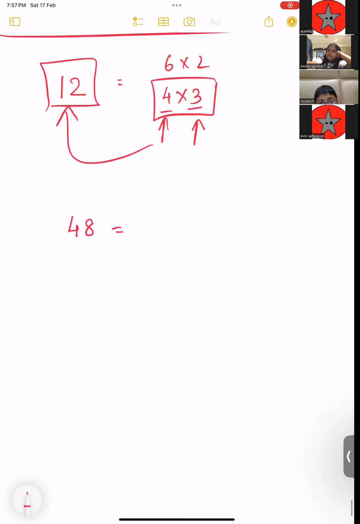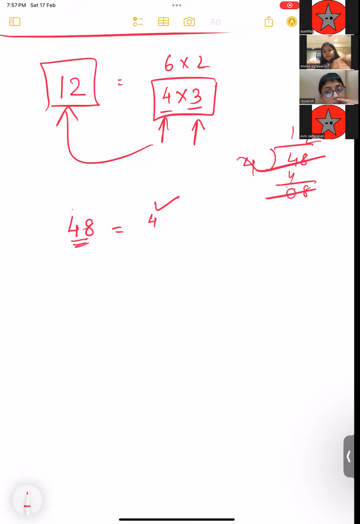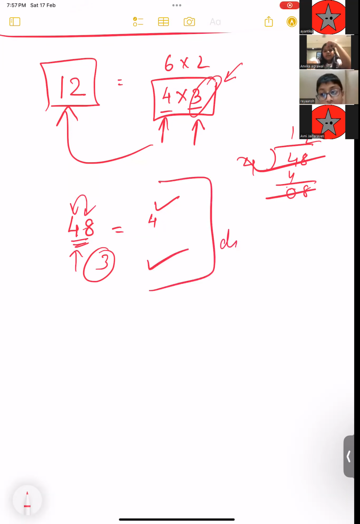Is 48 divisible by 4, children? Yes, ma'am. See, 4 times 1 is 4 and 4 times 2 is 8. You can do long division quickly and check. Yes. Now we have to check if it is divisible by 3 or not. Apply the divisibility rule of 3. Add the digits. 4 plus 8 is 12, and 12 is divisible by 3. It means 48 is divisible by 12.